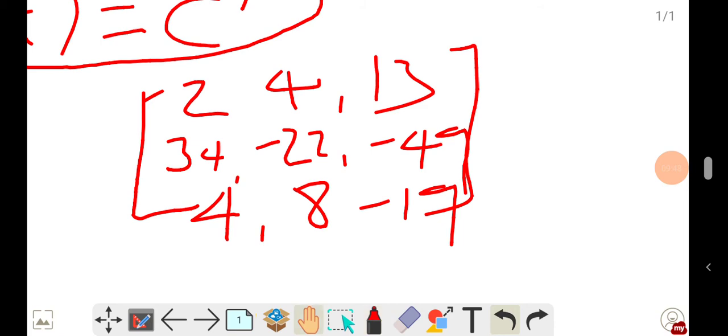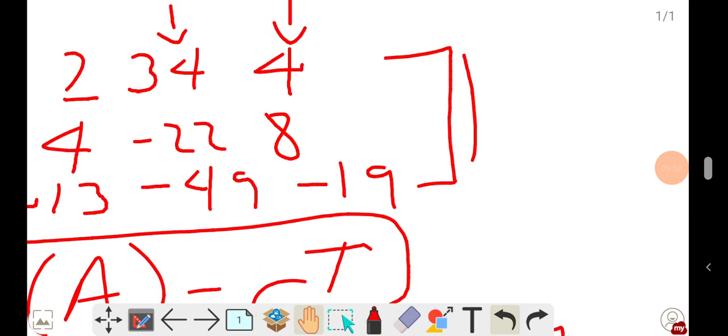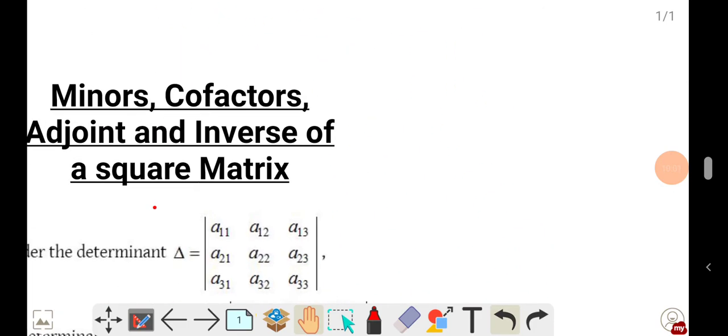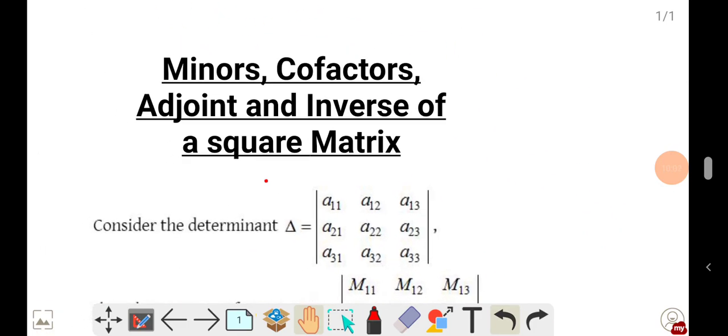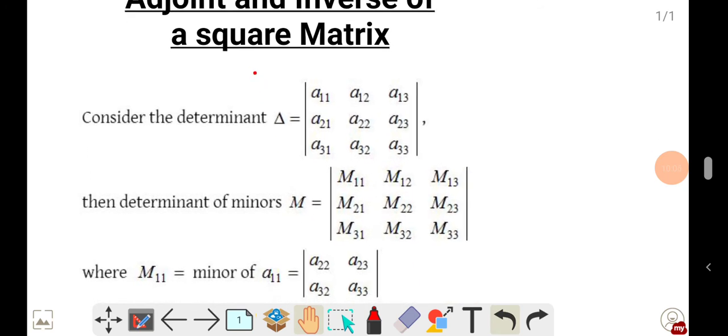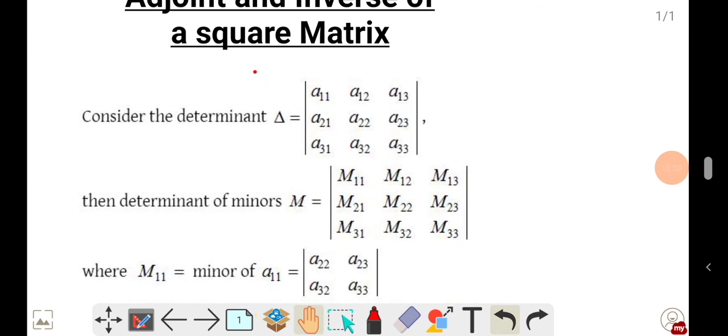Remember, till now what we discussed and made clear is the minor, then the cofactor, then the adjoint. We already discussed everything. Minor is very simple, like in every entry, cancellation. For example, minor 1, 1 means cancel this and take the remaining. And minor 1, 2 means cancel here and take the remaining. Remember the determinant of the 2 by 2 matrix. In that manner, you'll find the minor.